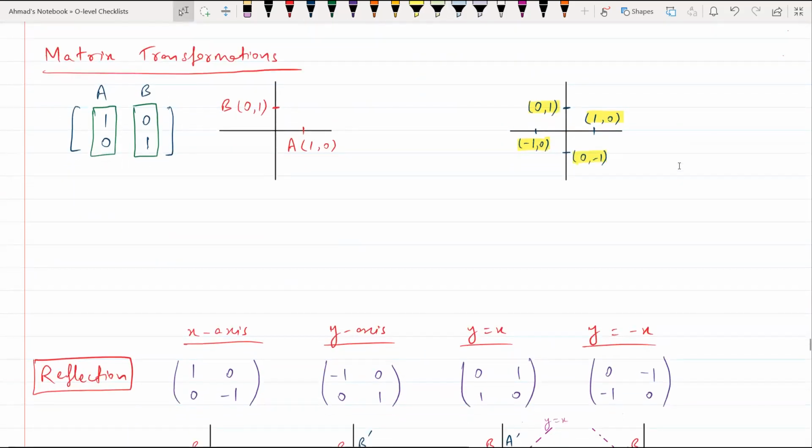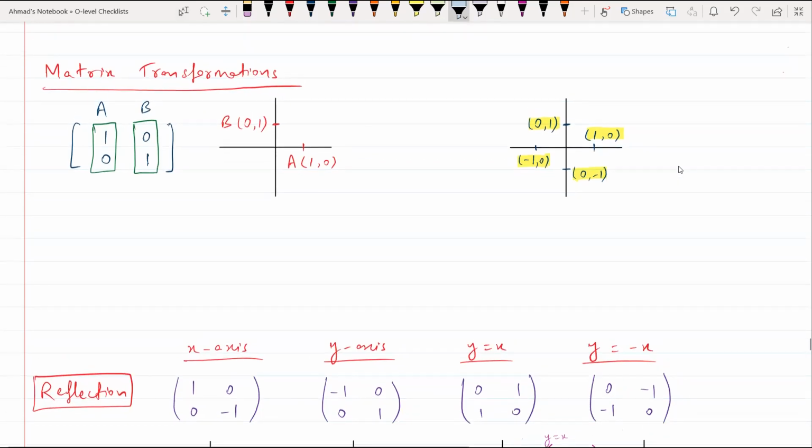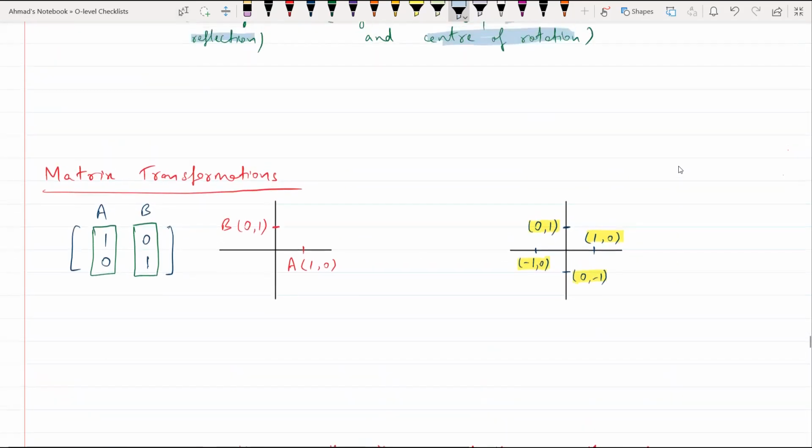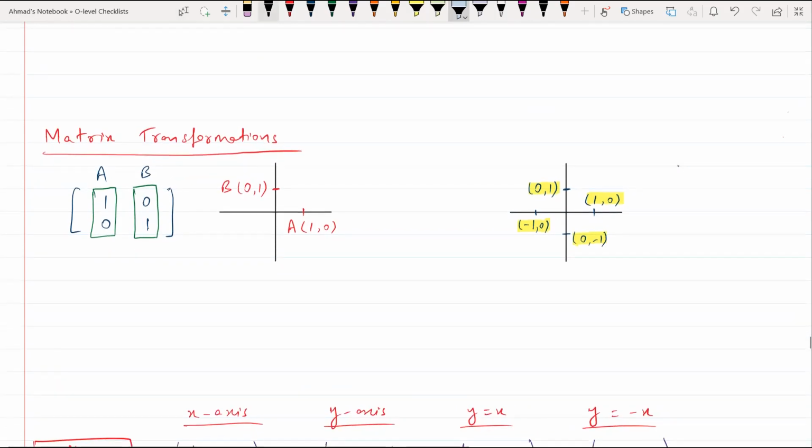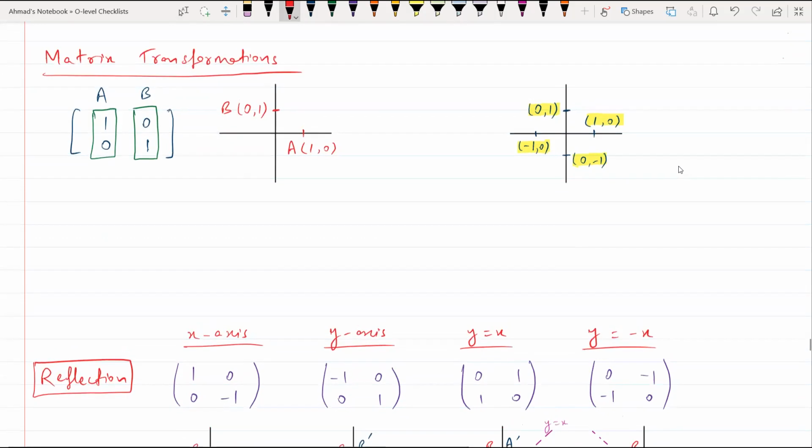Okay, now let's come to matrix transformations. Matrix transformations में क्या होता है? Matrix transformations के अंदर you have to basically remember some common transformations के matrices, right? So for example, you have to know कि reflection जो है x axis में, y axis में, y equals x, y equals minus x, इन सब के अंदर reflection जो होती है, उनके किन matrices से represent होती है.